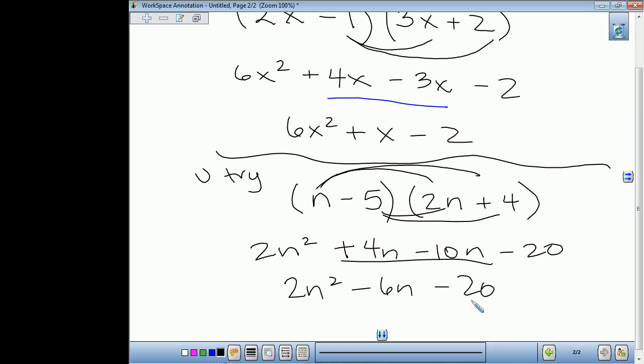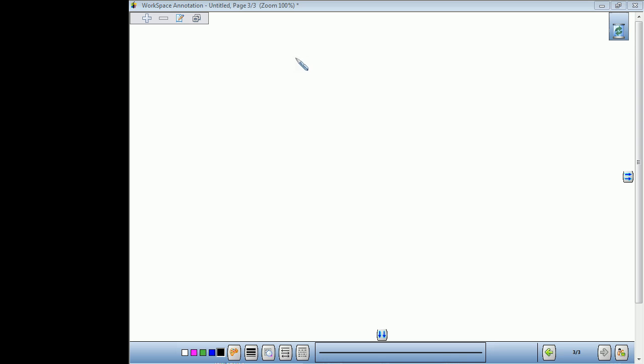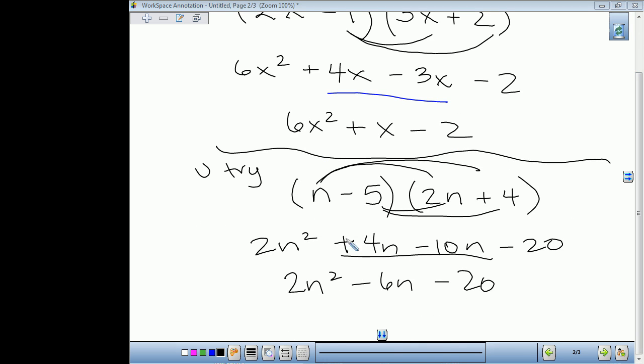Wait, how come it's negative 6? It's a positive 4 and a negative 10, which yields a negative 6. I'm going to do one next that is not going to have like terms in the middle. Wait, Miss Olivia, I got 2n to the squared negative 10n. I think you just squared it over. My bad. You found it? Good.